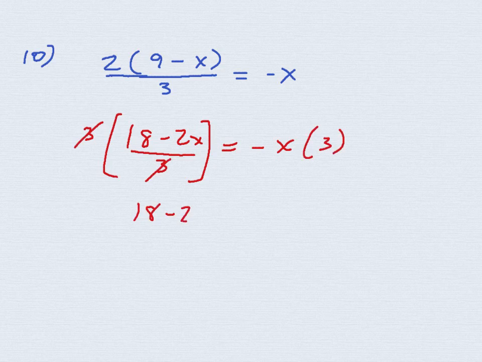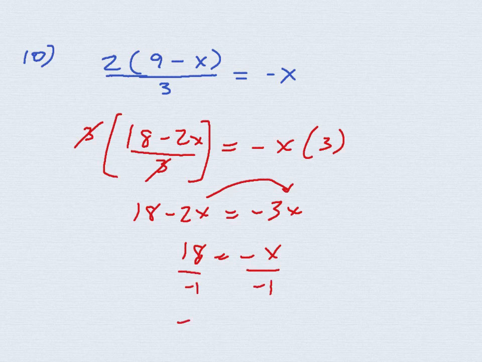We're going to have 18 minus 2x is going to equal negative 3x. So you can choose to put the x's on the left, or maybe you're going to put them on the right this time just to save a step. So 18 would equal negative 3x plus 2x, which would be a negative x. Now this is not done because your answer has to be written with the x as a positive 1 coefficient. So if I divide this side by negative 1, and this side by negative 1, I'm going to get negative 18 equals x. Or x is equal to negative 18.